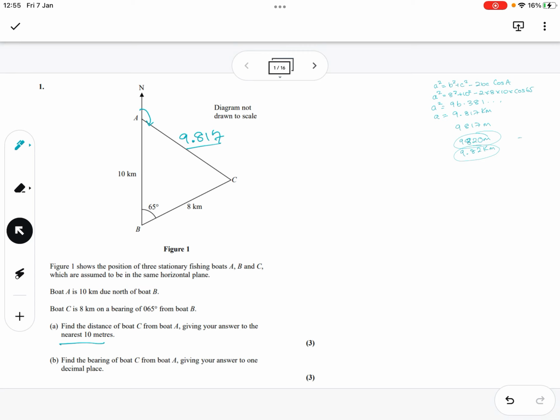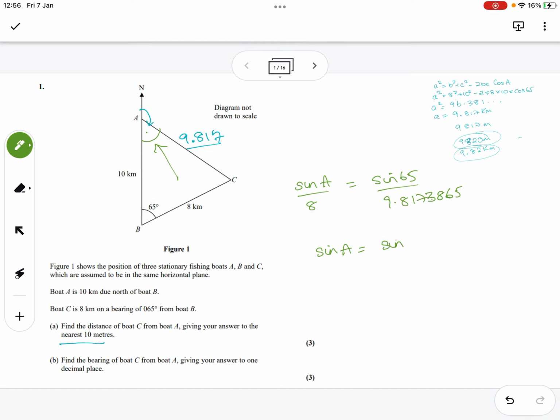So what we've got to do is, more likely than not, use the sine rule. So we want this angle in reality. So we're going to do sine A over 8 equals sine 65 over 9.817. Use the original answer as much as you can. So sine of A equals sine of 65 over 9.817 times 8, and then A is sine to the minus 1 of all of that.